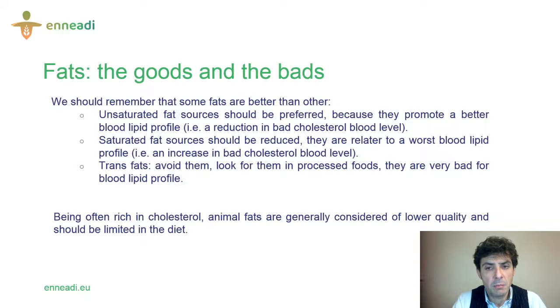Since they are present mainly in processed food, they should be listed on the food label of these processed foods. And they are so bad because they are the fats that, more than others, can negatively affect the blood lipid profile. Another aspect is that, being often rich in cholesterol, animal fat is generally considered of lower quality with respect to plant-based food fats and also seafoods.